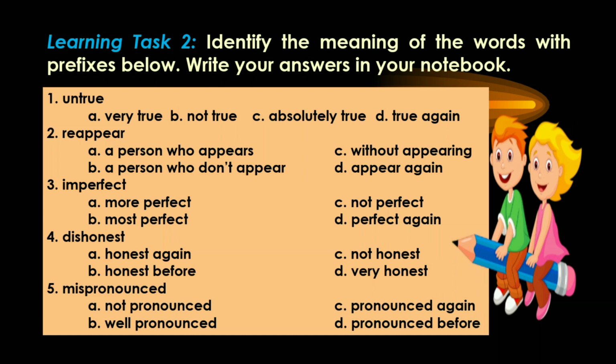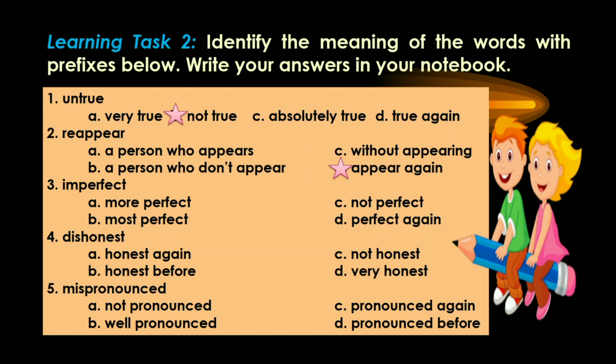Okay? So this time we'll have learning task number 2. In this learning task, you are to identify the meaning of words with prefixes. You're going to write your answers in your notebook. What is the meaning of the word untrue? Based on the prefixes we had a while ago, untrue means not true. It's letter B. What about reappear? Reappear means appear again because re means again.